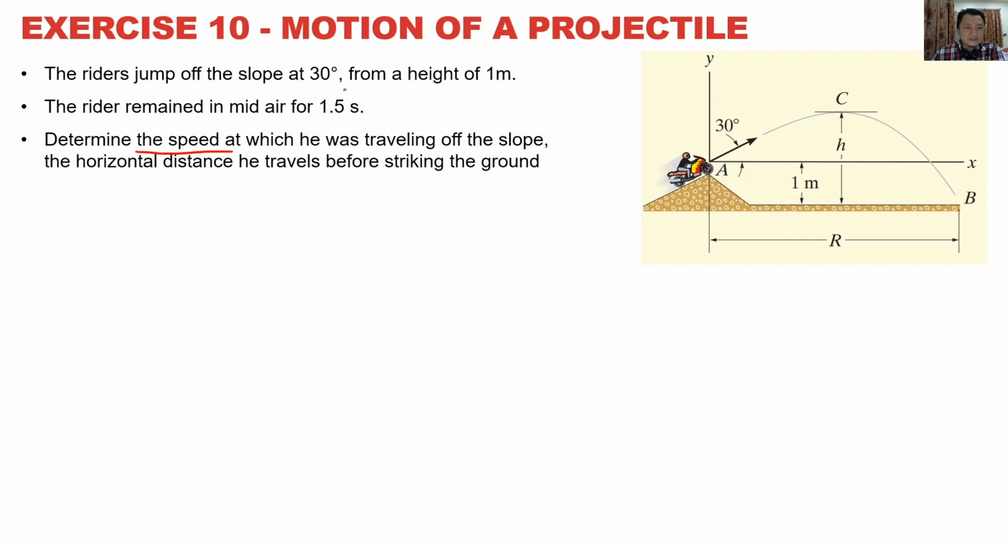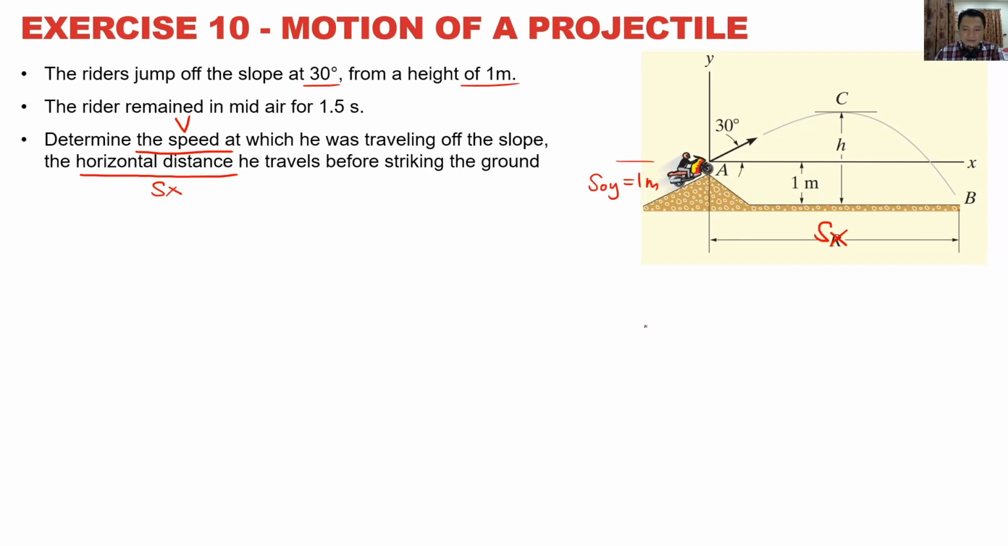The rider jumps off the slope at 30 degrees from a height of 1 meter. So original height S naught Y is equal to 1 meter. Sx, don't know. Determine the speed at which he was traveling off the slope, and the horizontal distance he travels before striking the ground. So we have to find the speed, and you have to find horizontal distance. You need to find V and you need to find horizontal distance, Sx.